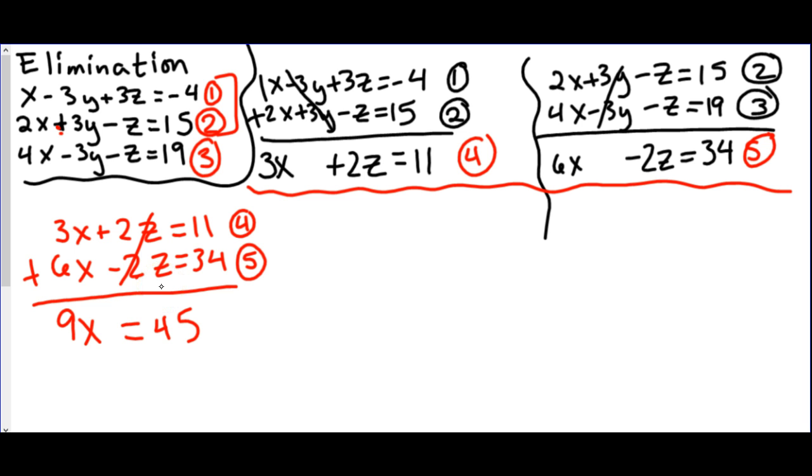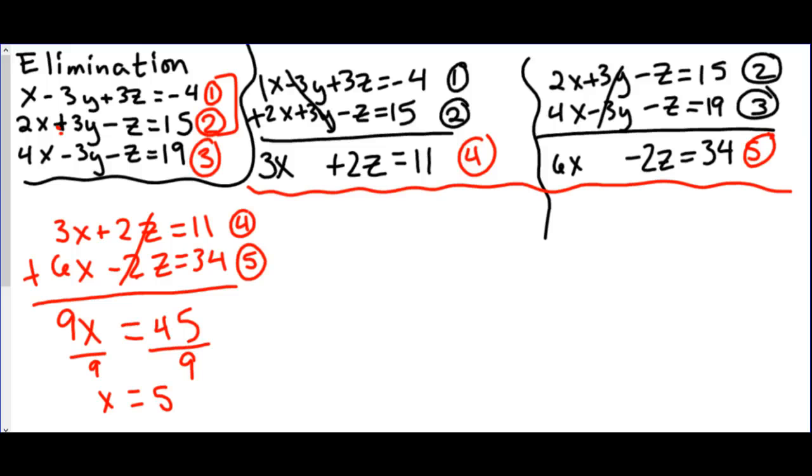Now we're down to a simple equation to solve. I want to get x alone. I'm going to divide both sides by 9. So x equals 5. Once we know what x equals, we're going to go back through and substitute again to find the other variables.